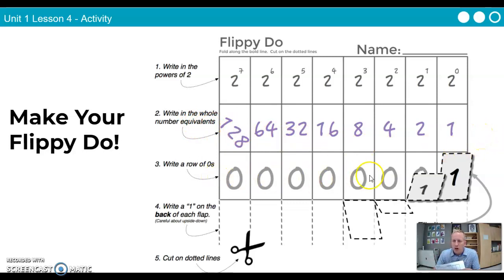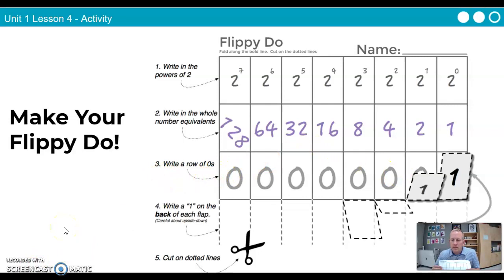On the third row, you're going to put all zeros, okay? And you're going to cut little tabs like I have here. Cut these little tabs, and on the back of the tabs, you're going to put a 1 on the back, just like it shows you right here on the worksheet, okay?